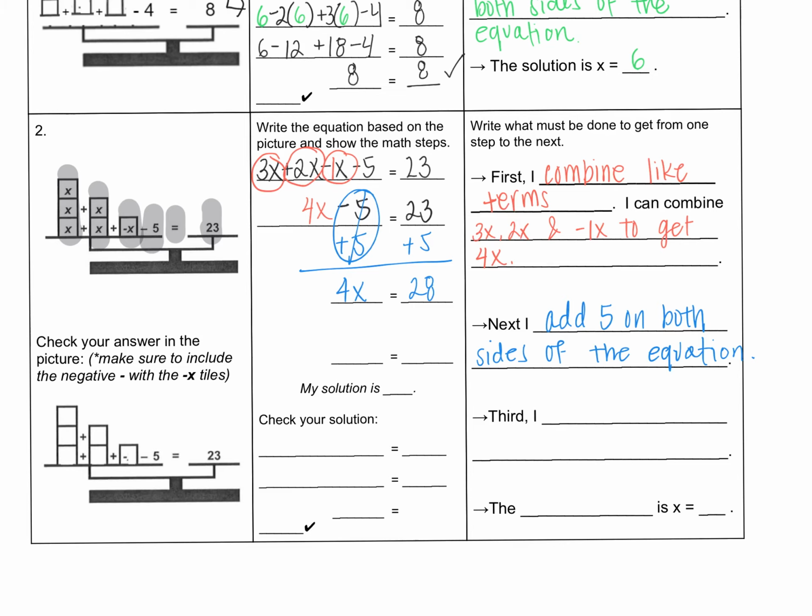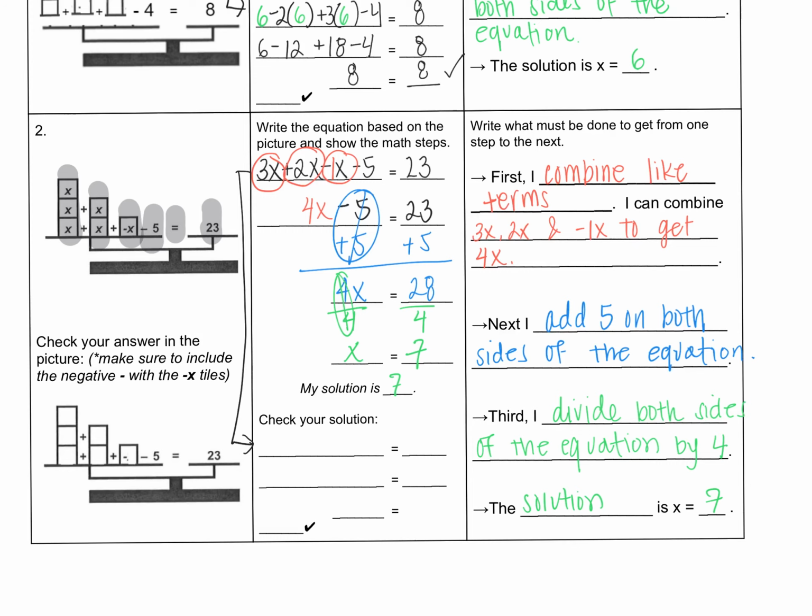Now I notice x is still multiplied by 4. So third, I divide both sides of the equation by 4. So I divide by 4 on the left and divide by 4 on the right side, and I end up with x equals 7. The solution is x equals 7.